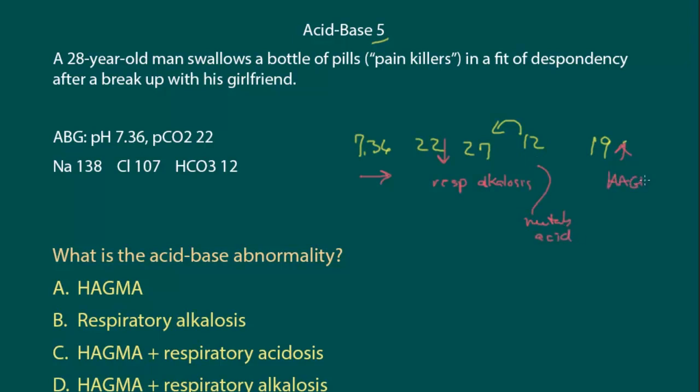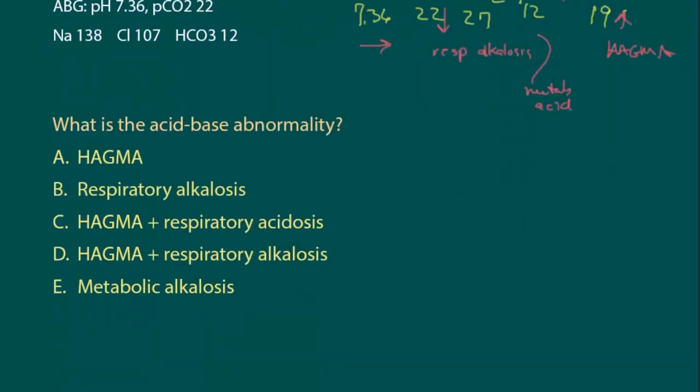Do the 4B calculation. The increase, 19 is 13 more than 6, so there's a plus 13 increase in anion gap, and a bicarb of 12 is 13 less than the normal bicarb of 25. So we have 13, 13. No additional metabolic acid-base issue. This patient has a respiratory alkalosis and a HAGMA.